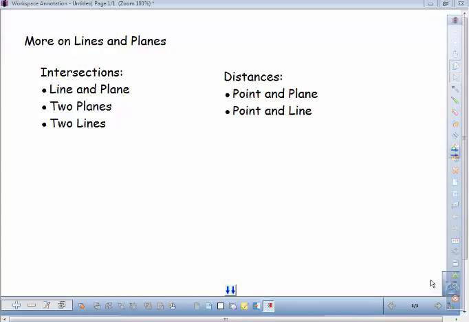So today our idea is to find intersections of things: where lines and planes intersect, where planes and planes intersect, and where two lines intersect, if that can happen. I suppose that can happen in 3D, right? And then we're going to be looking for distances, like a distance between two planes or a distance between a line and a plane, provided that they don't intersect, right?